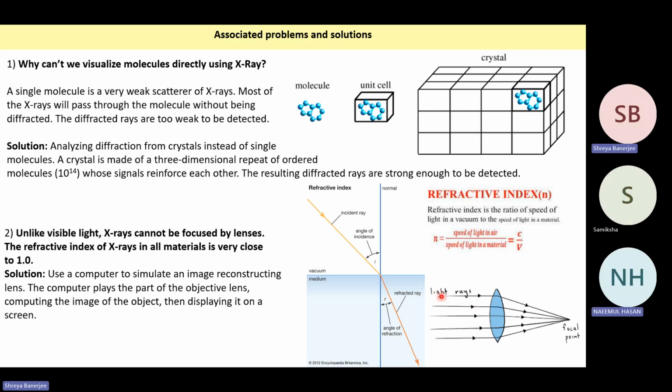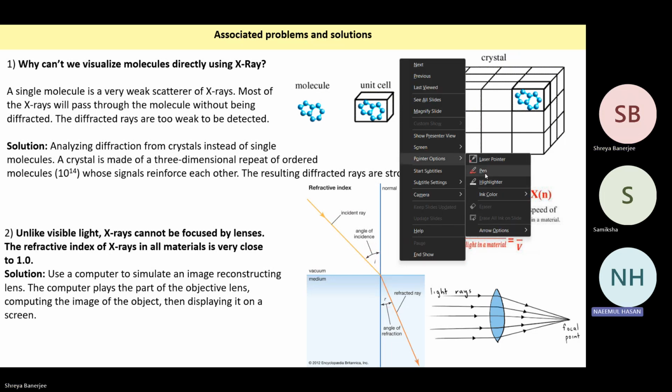Because when an X-ray passes through a lens, the refractive index is 1. So visible light, when it passes through a lens, will bend. But X-ray will just pass through straight. The refractive index of 1 means that this angle is the same in the incidence and refraction.